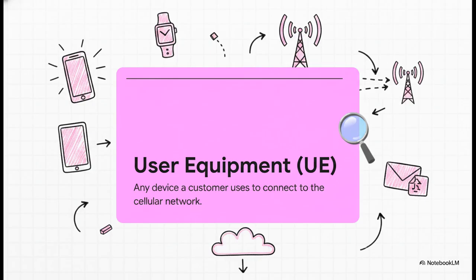The UE is the physical bridge where what you want to do, or what a sensor needs to report, gets translated into the universal language of the cellular core. To really understand the network, we've got to understand this gateway first.